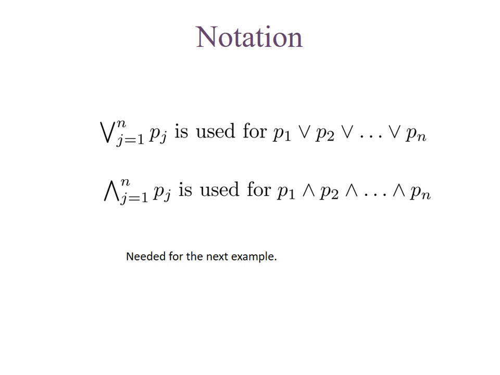If you remember the definition of conjunction and disjunction, we use this notation. So this is how we expand this notation to multiple terms, right? And how do we expand this one?